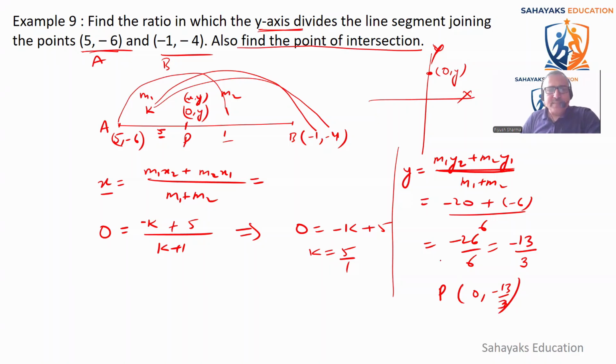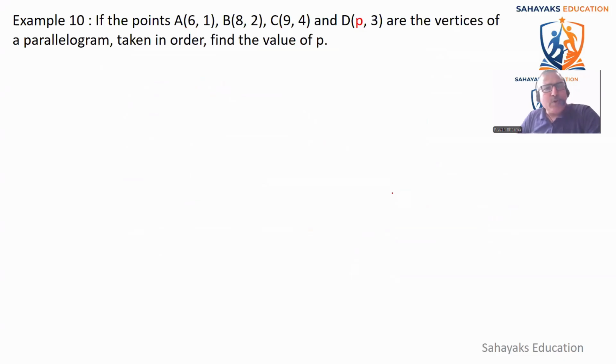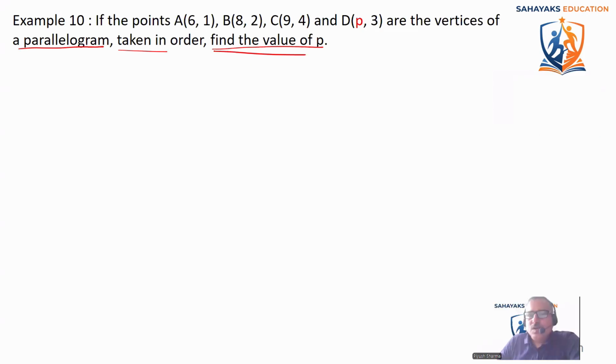Okay, so coming to the next question. If the points are the vertices of a parallelogram, taken in order, find the value of P. Okay, we have to find the value of P. First of all, we should know about a parallelogram. So let's say this is a parallelogram. Mind the lines which have gone here and there. Okay, so these points are A, B, C, and D.